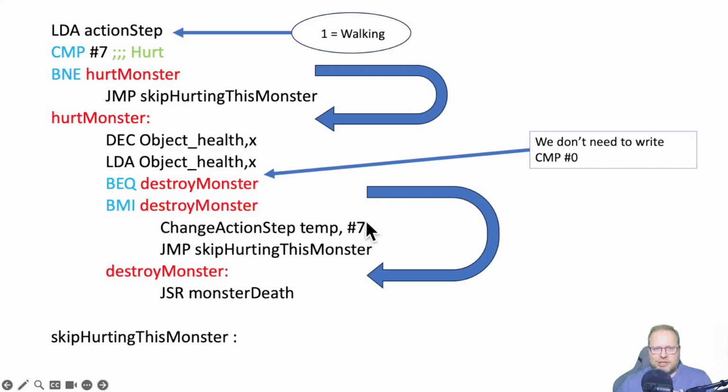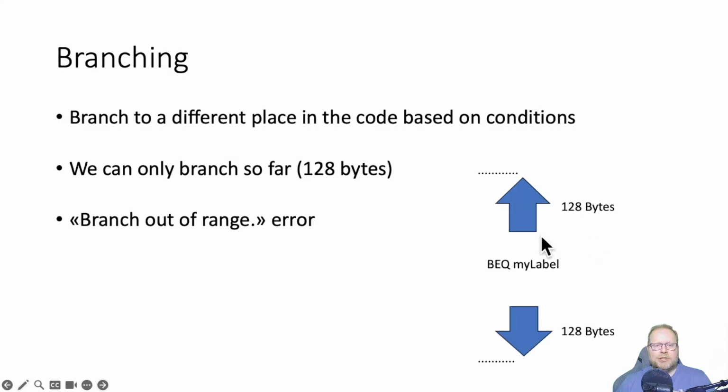And in this case, we're changing the action step for the monster to 7. And we skip hurting this monster. So after changing the action step, we jump down here and we skip this code below. So I hope that makes sense. Again, I'm just trying to show you how we use these different branching techniques. We don't have if-else, as you know, so we need to branch based on different conditions. So, branching: we branch to a different place in the code based on certain conditions.